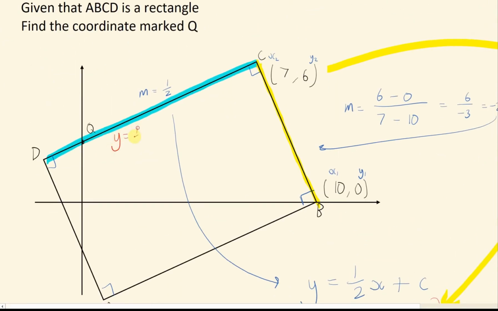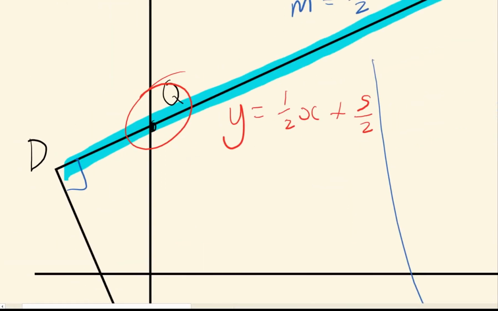So let's see what we can do with that. So we need to find the coordinate of q, and we see here q is on this line, but it's actually just the y-intercept. And we know here the y-intercept, we're already told, is just 5 over 2. So that must have been the value of q.